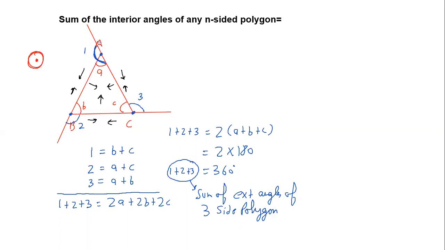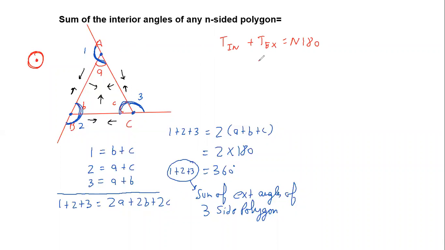And I know the sum of one interior angle and one exterior angle at one of these vertices is 180. At this vertex also it's 180. At this vertex also it's 180. So at one vertex 180, at 2 vertices twice into 180, at 3 vertices thrice into 180. So I can say for any polygon, it really does not matter, the total interior angle plus the total exterior angle will always be equal to n times 180.